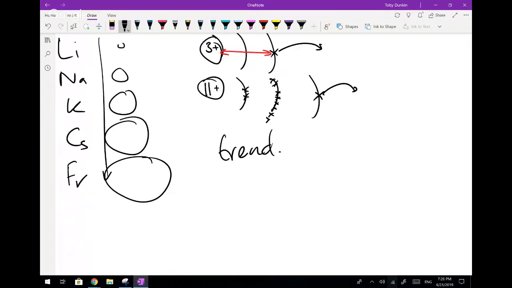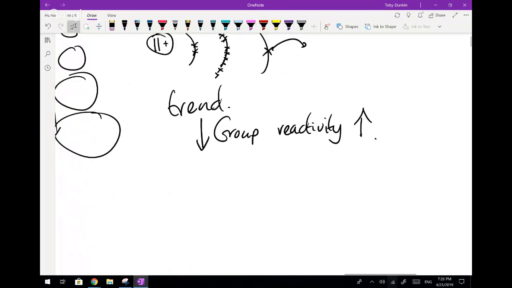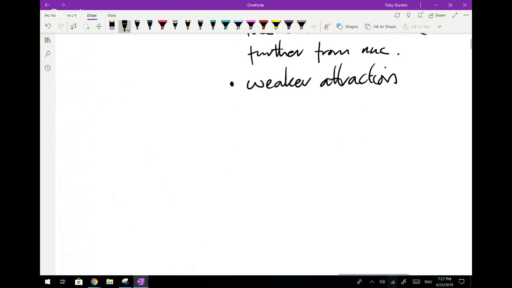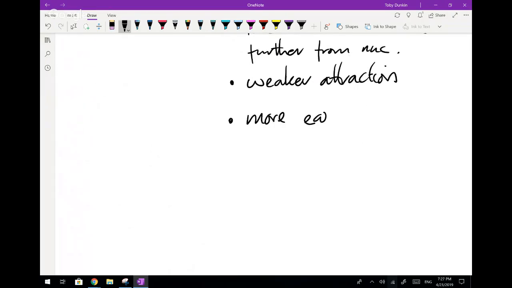And the trend is as you go down the group, reactivity increases. And they're going to, of course, ask you to explain this. And you're going to bullet point your answers and say the outermost electrons are further from the nucleus. This means there is a weaker attraction to the nucleus, therefore it is more easily lost.